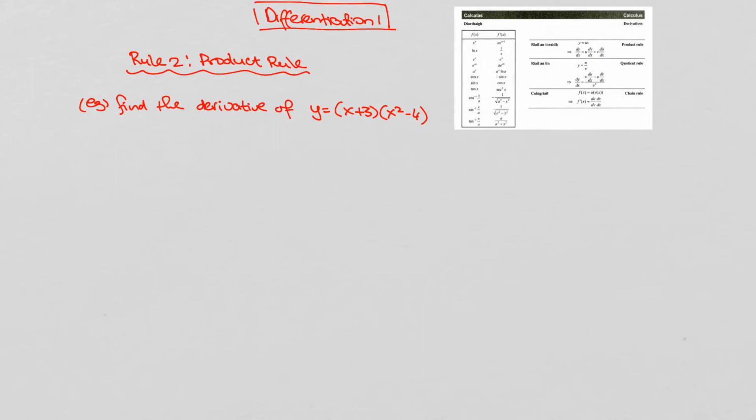Differentiation 1, Rule 2, Product Rule. So in the product rule, what we're going to be asked to do is find the derivative of the product of two different functions. So we can, of course, multiply out the brackets and differentiate as normal.